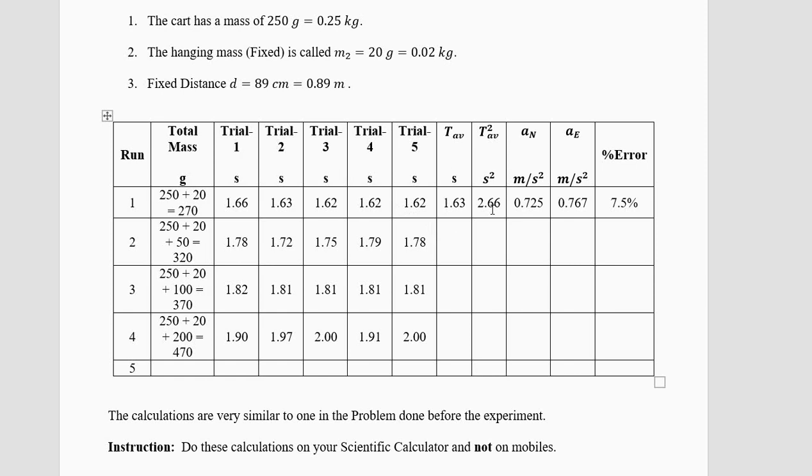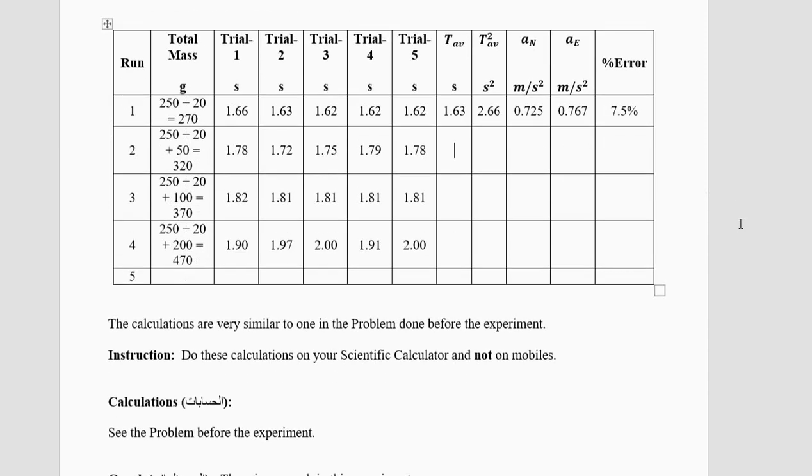Now how much is the acceleration? Acceleration is 2d divided by t square. This is the formula here. Calculate AE. AE is 2d by t square. Look at the first and second formula. AN is the third formula. Now calculate the percentage error the way you had done it in the problem. That's done.